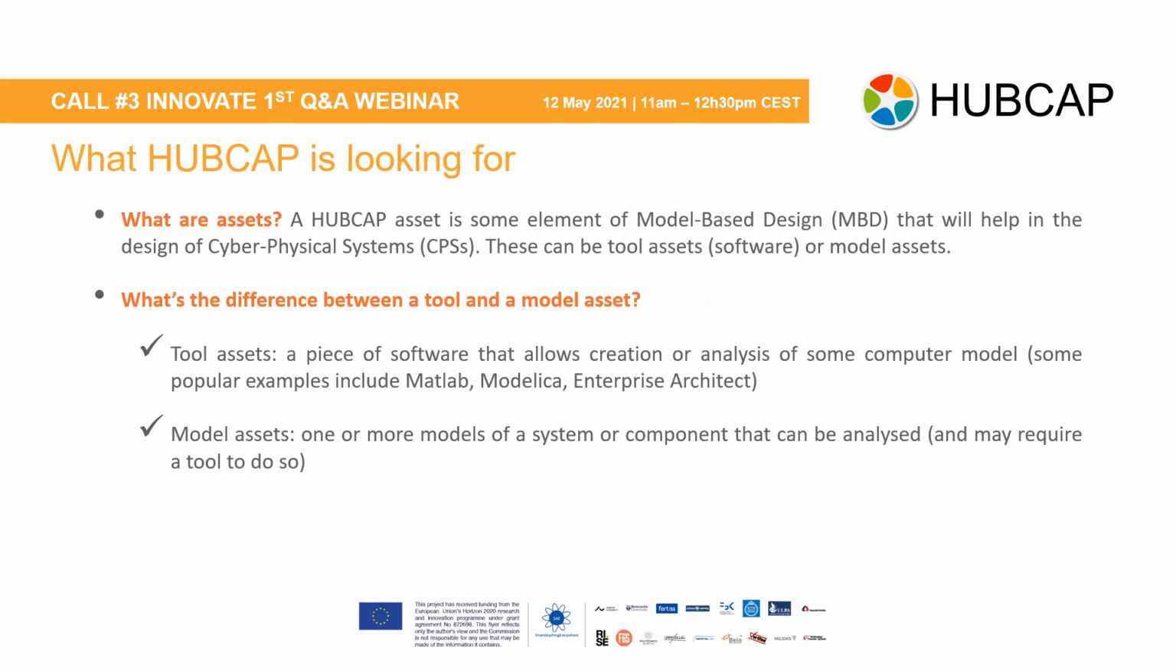So you'll possibly hear us talk about assets. Anytime we talk about an asset, we're thinking of a model-based design asset. So something that enables development of cyber-physical systems through model-based design. And we typically break these down into two types. So tool assets, so that's pieces of software, or model assets. What's the difference here? Tool assets are generally a piece of software that allows the creation or analysis of some model. Popular examples include MATLAB, Modelica, Enterprise Architect.